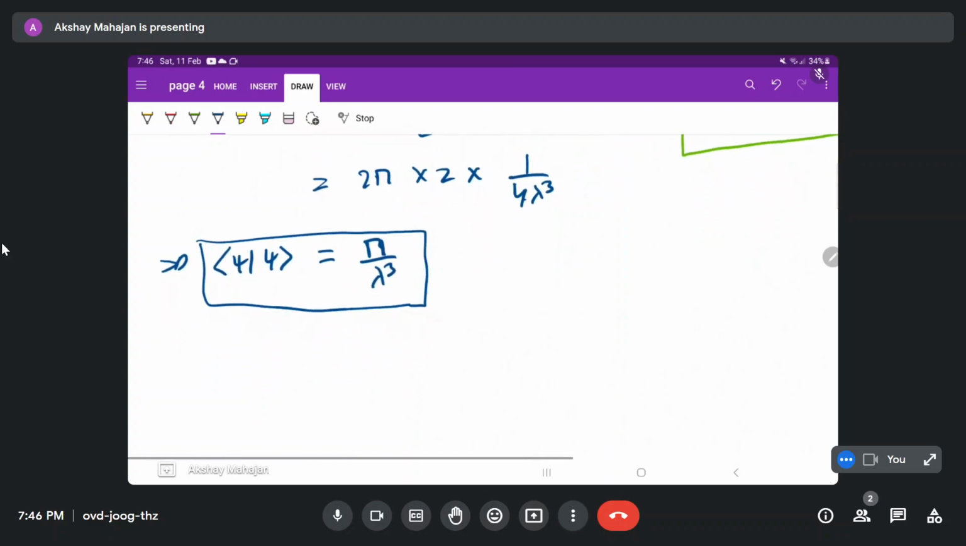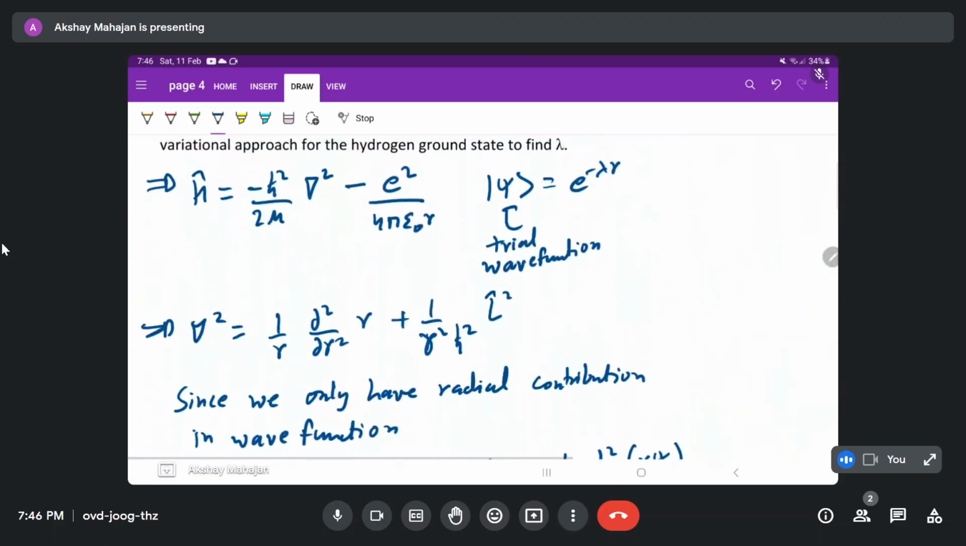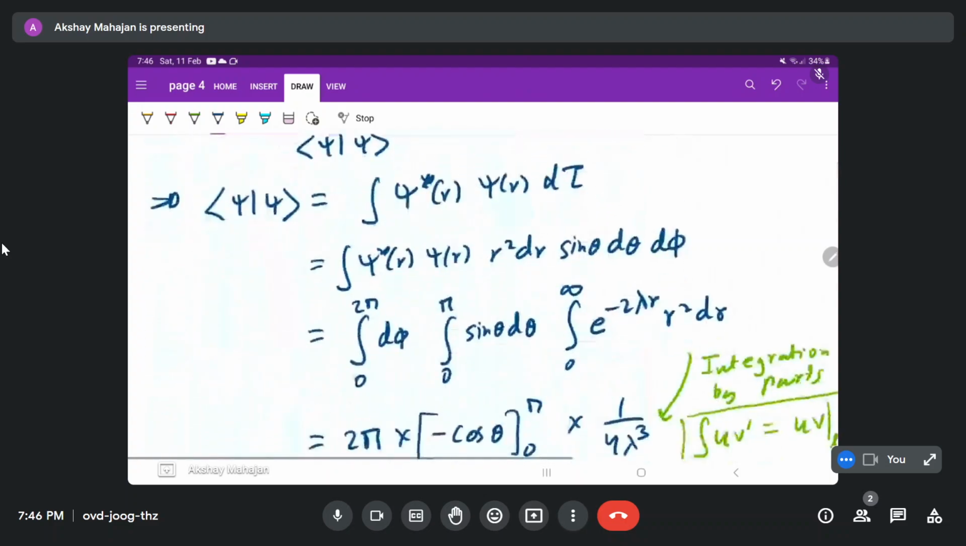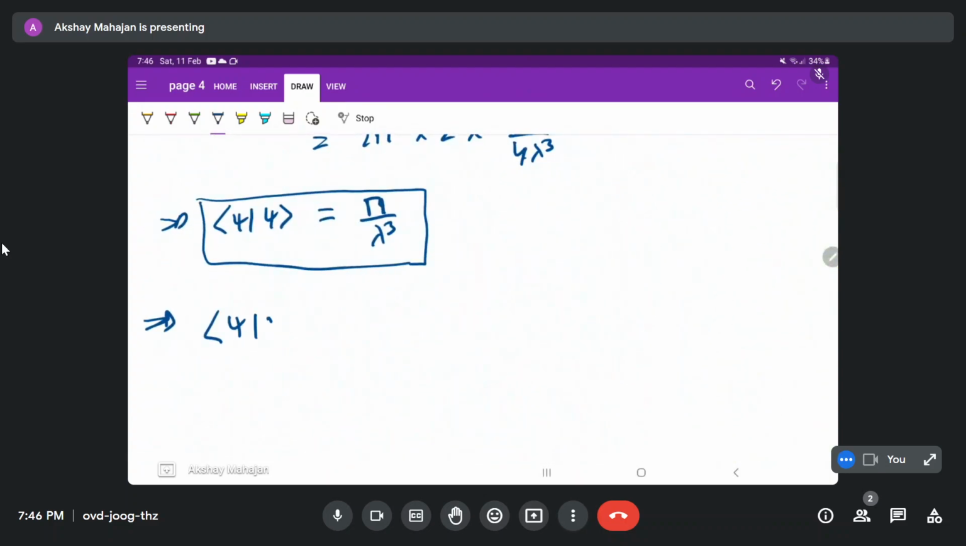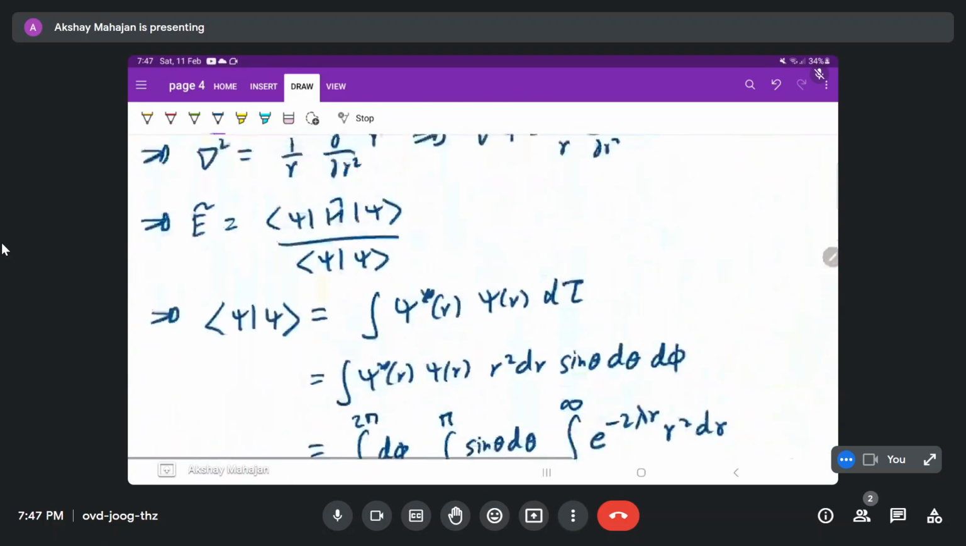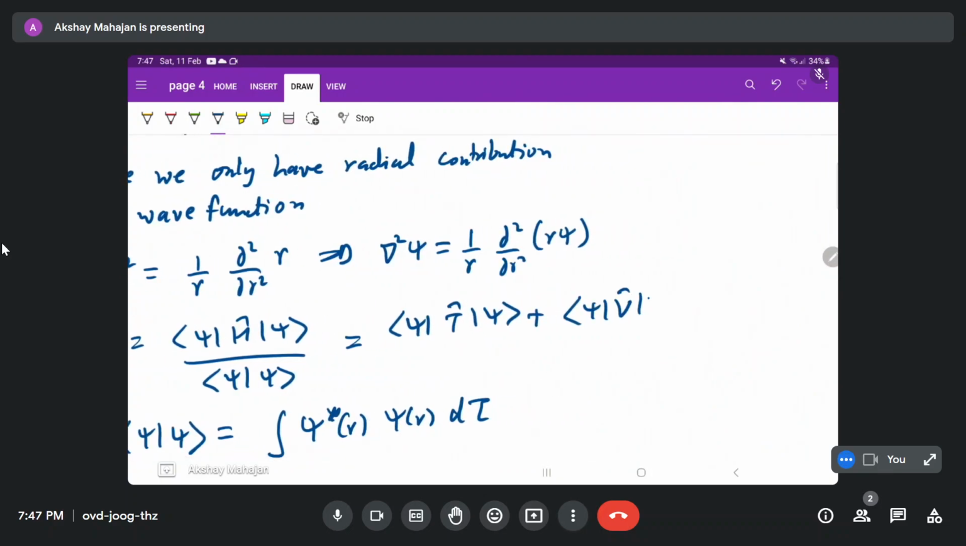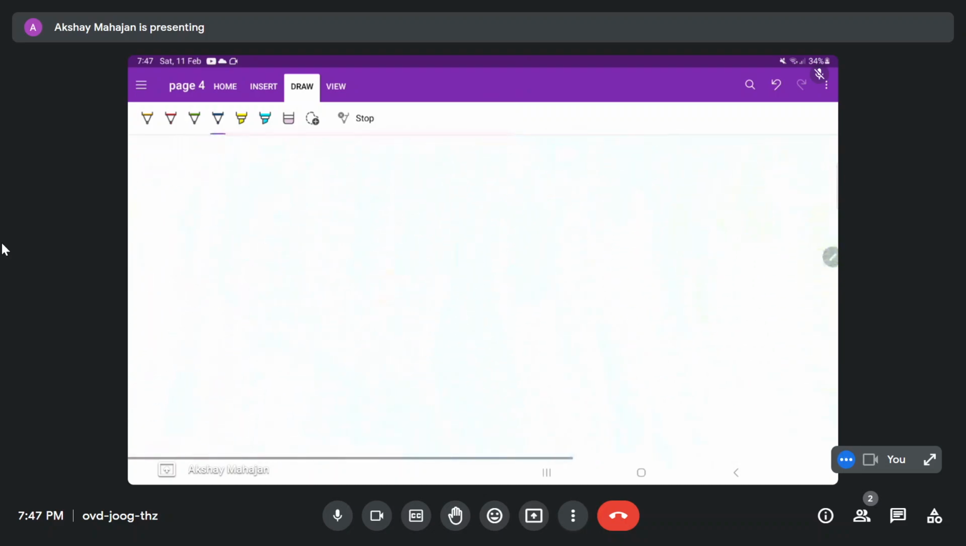Right. Similarly, what else do we need to solve? Now, let's say this is our kinetic energy T cap, and this was our potential energy V cap. So we now use psi V cap psi. This is basically given by psi T cap psi. Similarly, psi V cap psi.